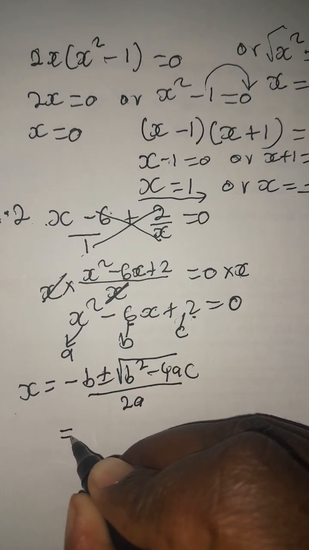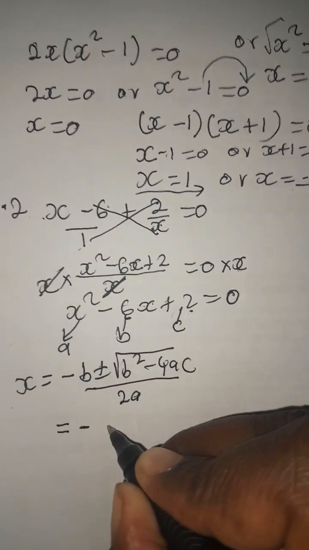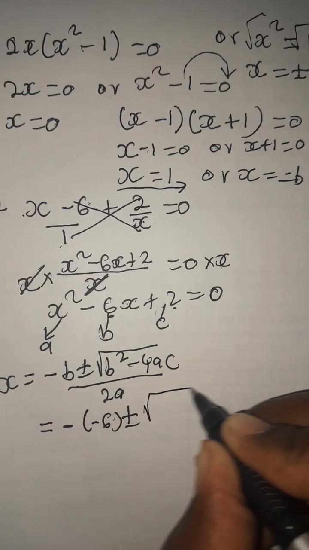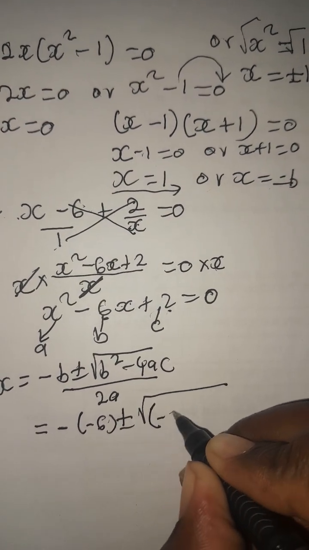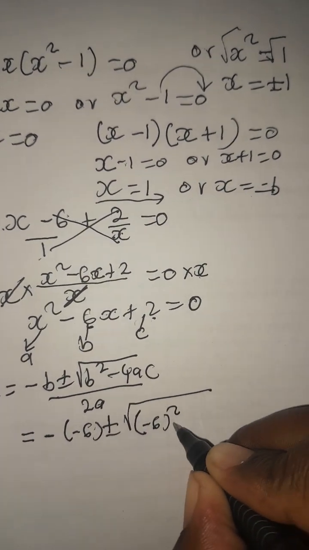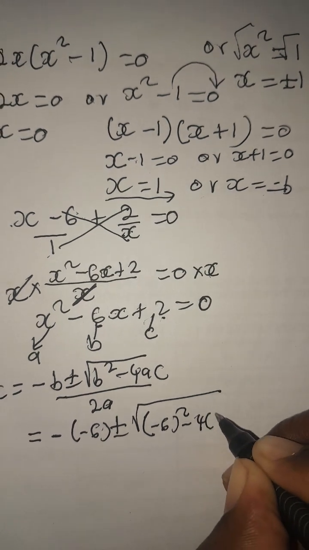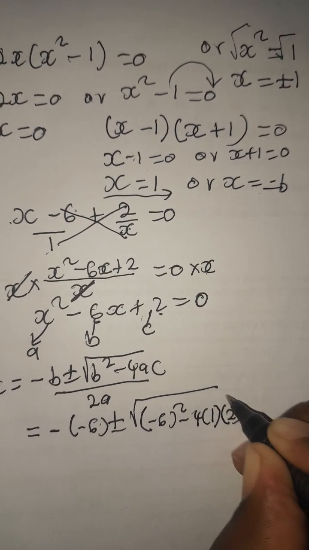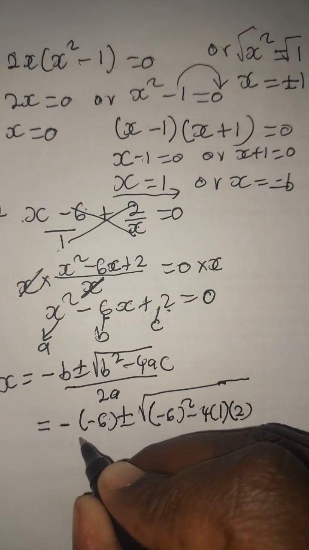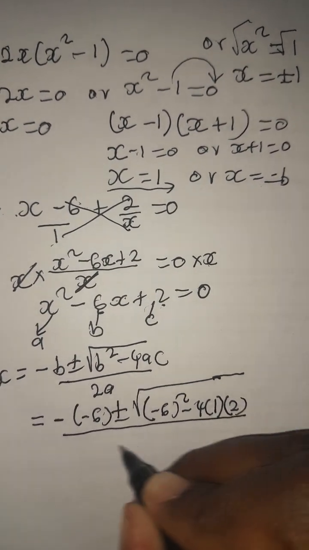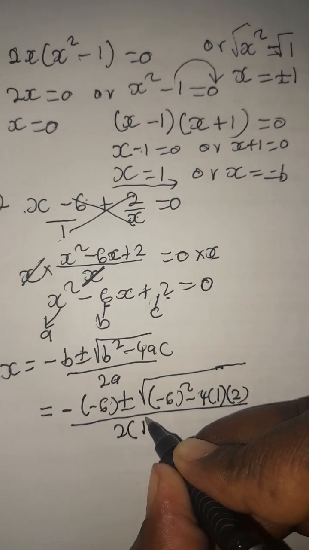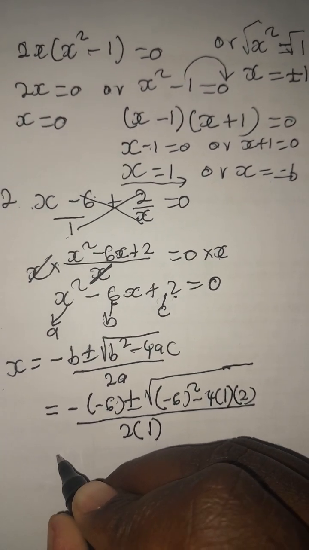Then the second step is to substitute. Where you see b, you put negative 6 there, plus or minus root. Where there is b, you put negative 6. Then where there is a, you put the coefficient of x squared, which is 1, and the constant, which is 2. So you just have to follow your steps.